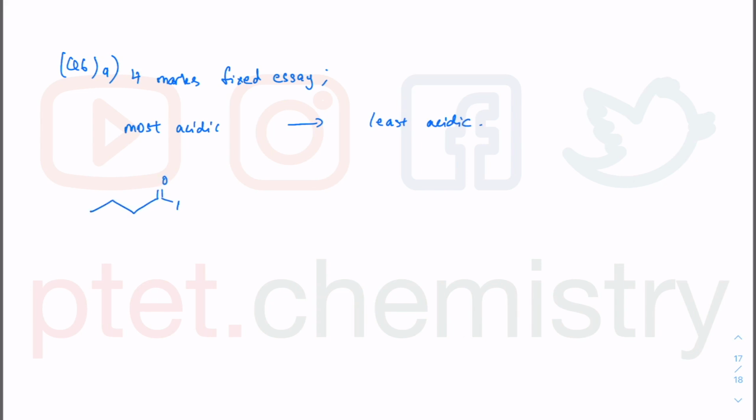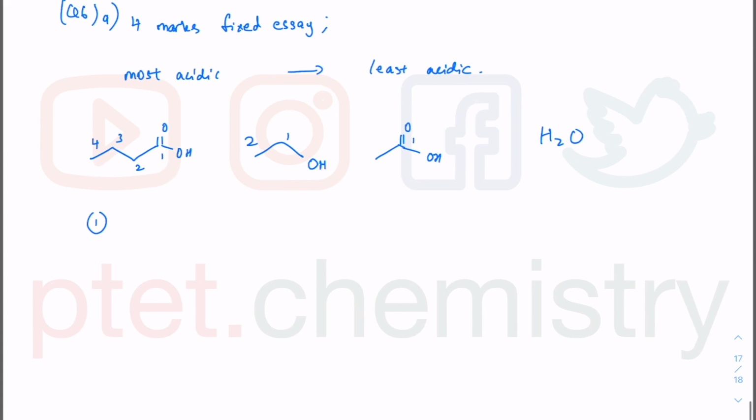Butanoic acid is a 4-carbon carboxylic acid, and we have ethanol. Ethanol is a 2-carbon alcohol, and we have ethanoic acid, a 2-carbon carboxylic acid. I don't know why my carboxylic acid is not drawn very well, but anyway. And I have water, which is just H2O. The first thing I can say in my essay is that I don't want to write down the answer first. So these are the given ones.